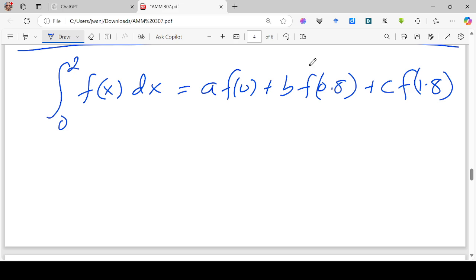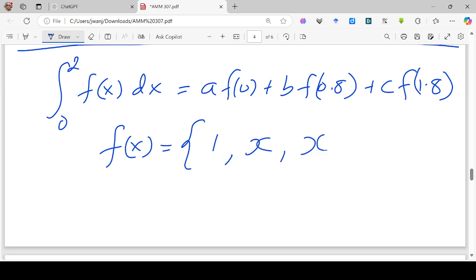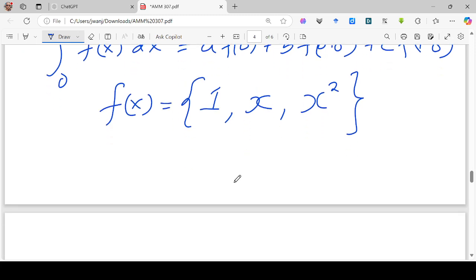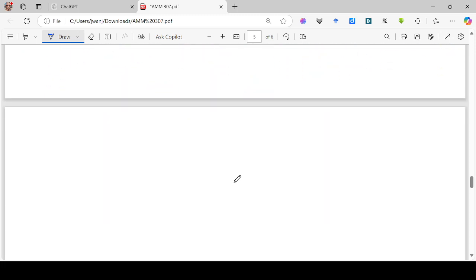So the method can be made exact for a polynomial of up to degree 2. In this case, we could substitute f of x equals either 1, x, or x squared. 1 is a constant function. X is an identity function. Then we have x squared.